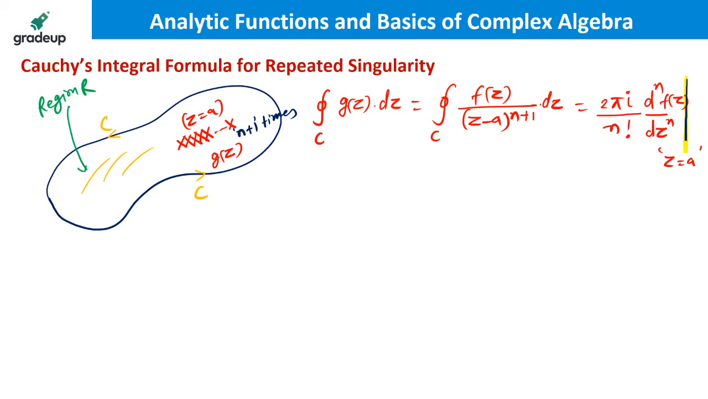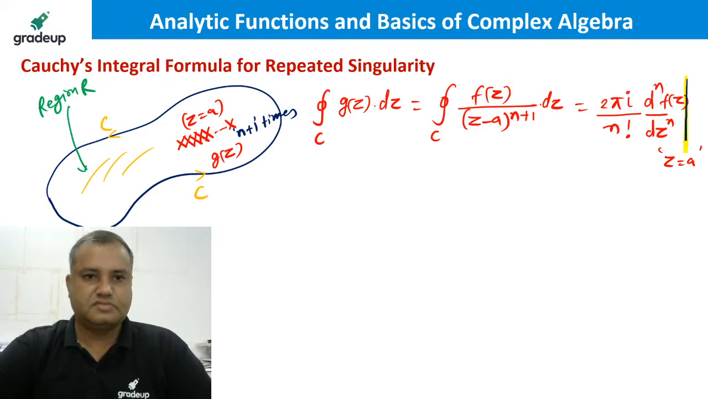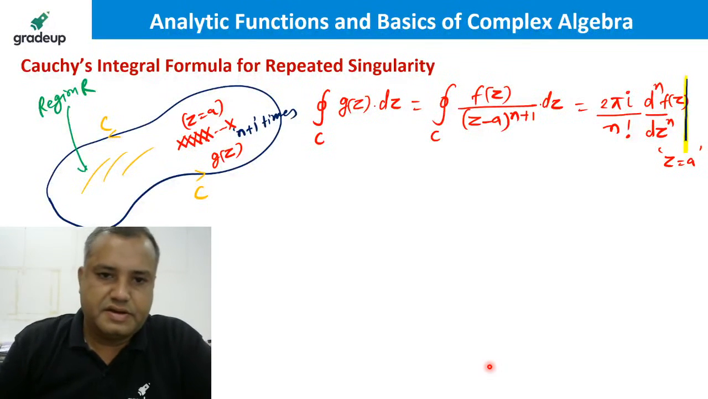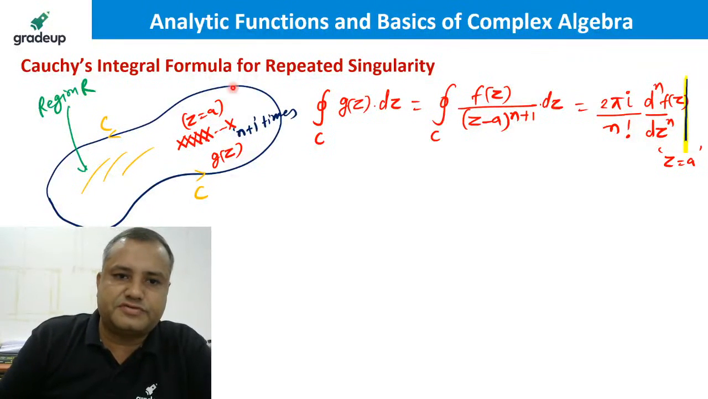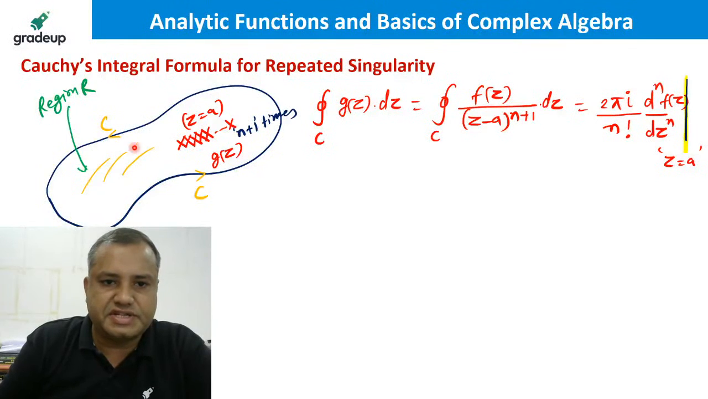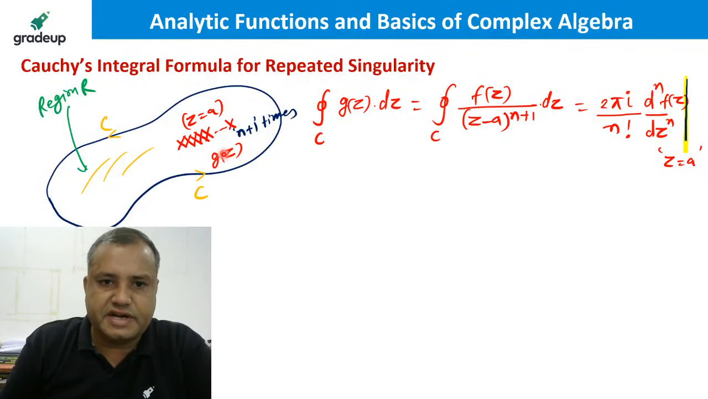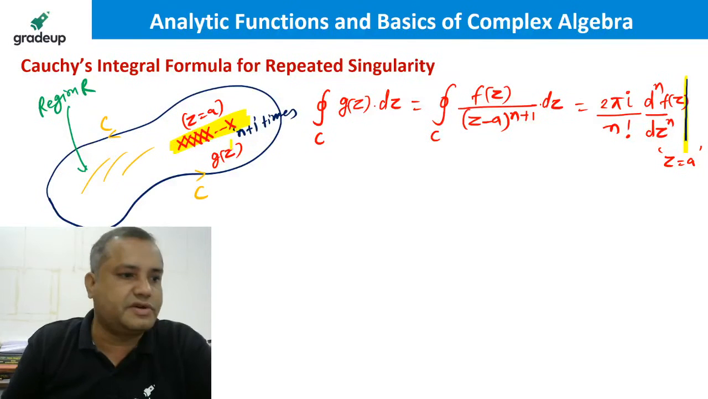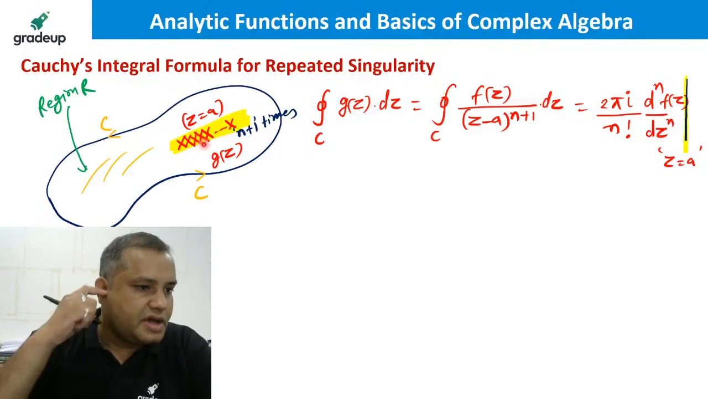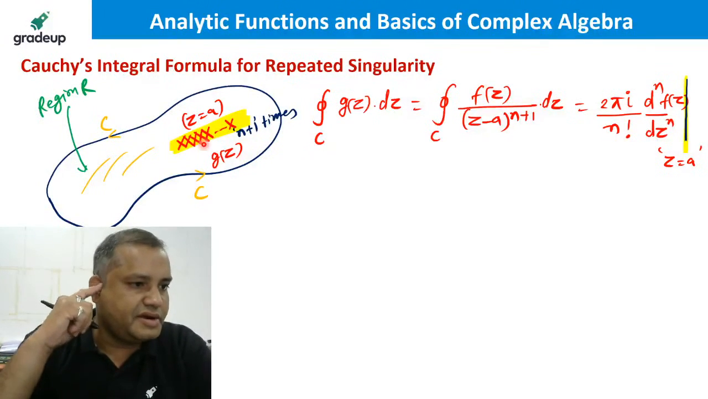Now see here. Closed curve C enclosing the region R, a function g of z is defined. In this g of z, at z equal to a, this singular point is repeated n plus 1 times. See, this cross represents the repetition of the singular point. This is the repetition of the singular point.